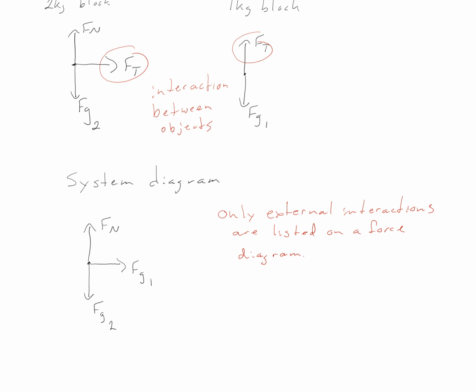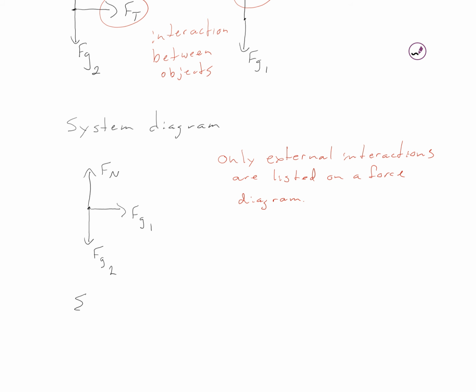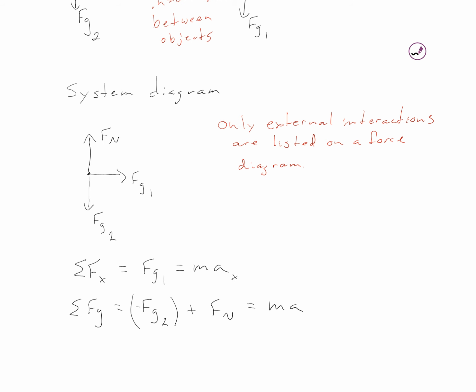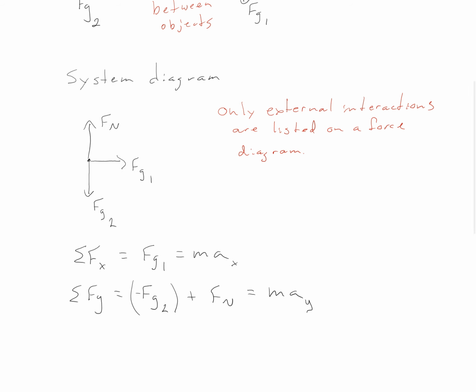Okay, so now I can sum up the forces. In the x dimension I have force due to gravity 1, and it's pointing to the right. In the y direction I have force due to gravity 2, and it points down. And I have force normal, and it points up. Notice this is the AX, this is the AY.